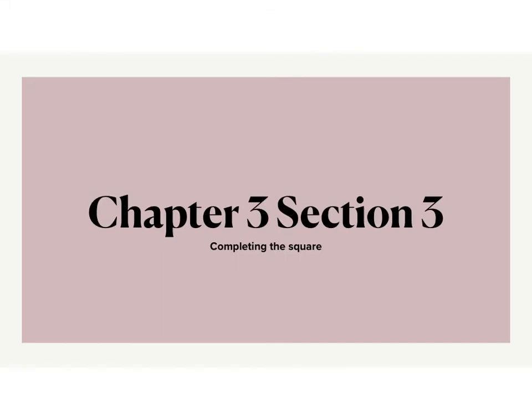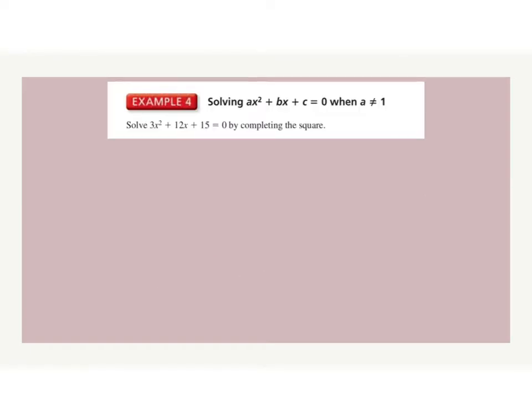This is the video for Chapter 3, Section 3, Part 2. Again, we're just completing the square. So we're going to look at some examples of how to complete the square when the number in front of our x squared, so that a is not equal to 1. All the ones we've done in the past are when a is equal to 1. Now we're going to do some where a is not equal to 1.